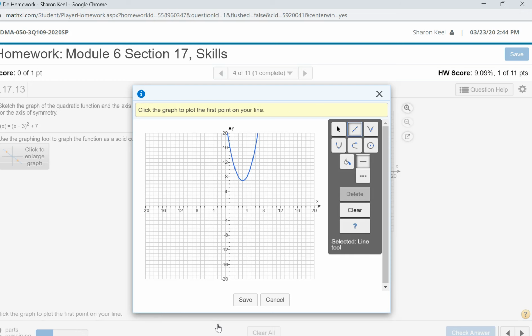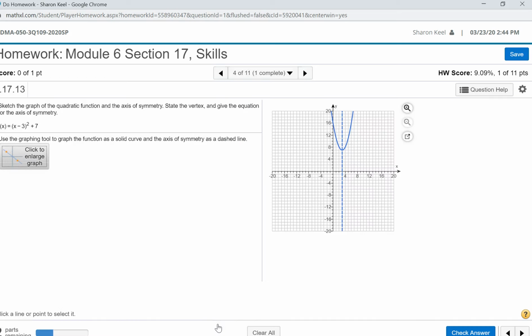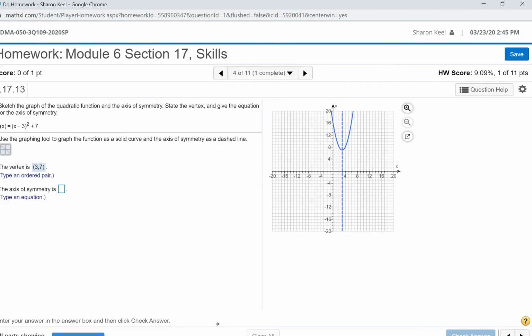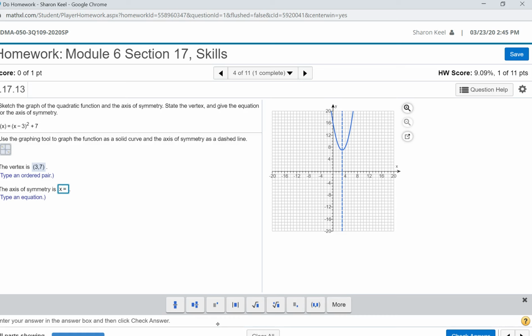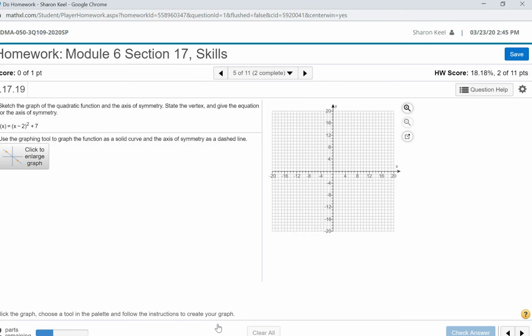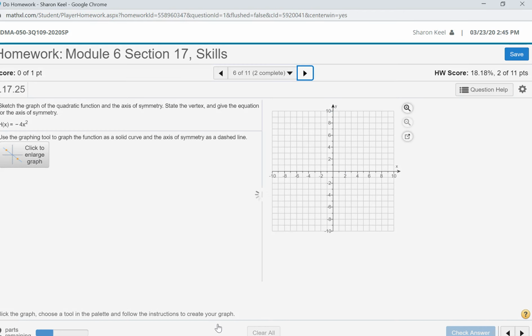Choose the line tool to do the axis of symmetry. I need to make it dashed. Go back to my vertex. Click a second point. Save it. Check it. Very good. And my vertex was the ordered pair 3, 7. And my equation for the axis of symmetry is x equals, and my x value for the vertex is a 3. Very good. Okay, so that's what we're doing as we're working through any of these problems that we're graphing.